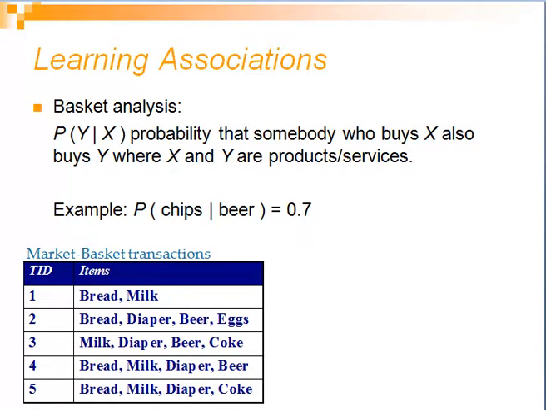Now, learning association, the first, is also called basket analysis. Suppose there is a probability that someone who buys X also buys Y, where X and Y are products and services. For example, a person who buys chips around 8 to 9 p.m. also buys beer. The probability for that is 0.7. So we have a different ID for every group of things the people buy during a particular time limit. The first item is bread and milk. The person who buys bread gets milk also. A person who buys bread and diapers gets beer and eggs also. Then milk, diapers, beer, coke. So in all these things, something is related.